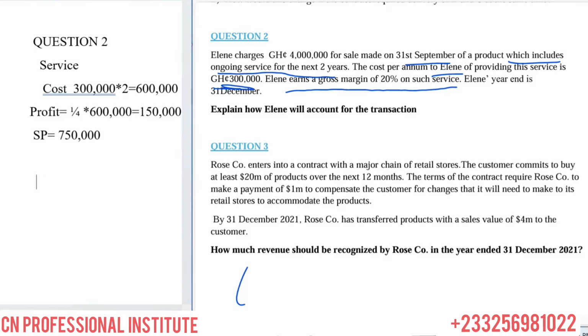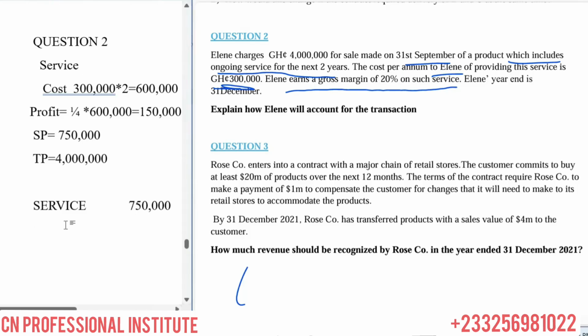We can come and do it now. So if the total contract price is 4 million, let me write it here. Transaction price, TP, is 4 million. That's the total selling price. So with this 4 million, let's show the breakdown. Service is taking 750. That's the standalone selling price. Then the remaining, out of the 4 million, if service is taking 750, then the remaining is the one that should go to the goods.